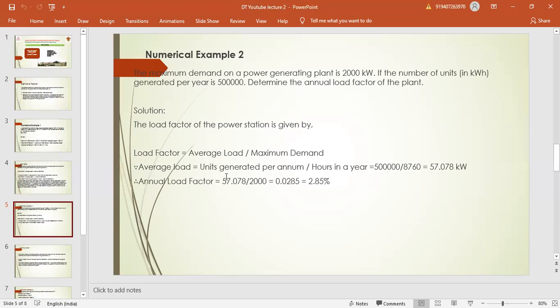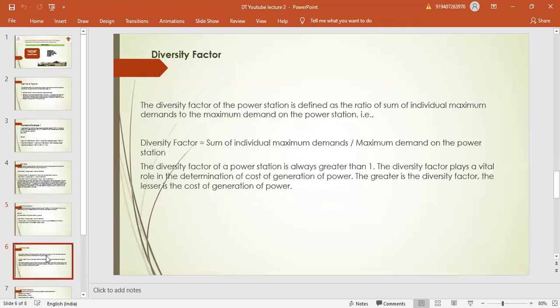So average load comes out as 57.078 kW. Hence, we can find out annual load factor, which will be average load divided by maximum demand. So average load is 57.078 divided by 2000. That gives 0.0285, which means 2.85%. This will be your load factor. So in this way, we can simply find out the value of load factor. We will move to the next slide now.